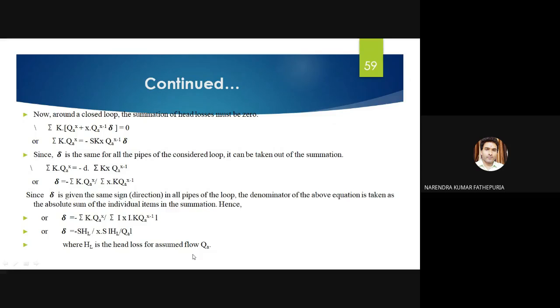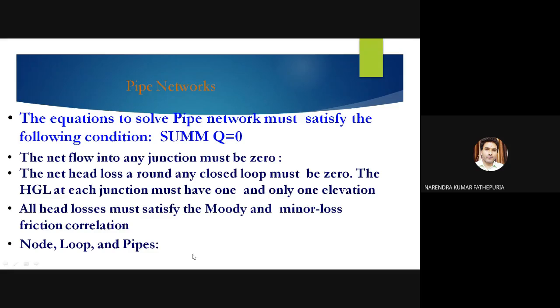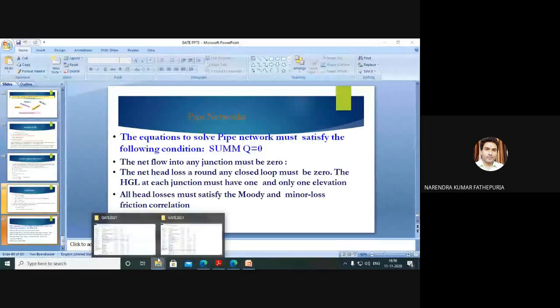So this HL is the head loss for the assumed flow. The equations to solve a pipe network must satisfy the following conditions: summation of Q is equal to 0, as I told you. There are the nodes, loops, and pipes. All head losses must satisfy the Moody and minor losses, frictional corrections. Okay, I'll go further, just 2 minutes.